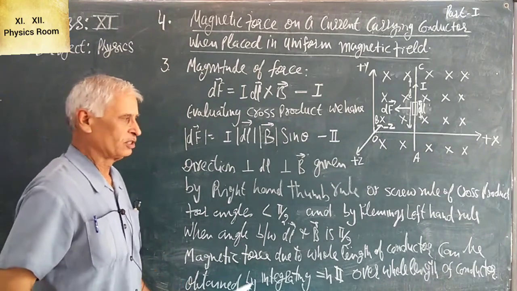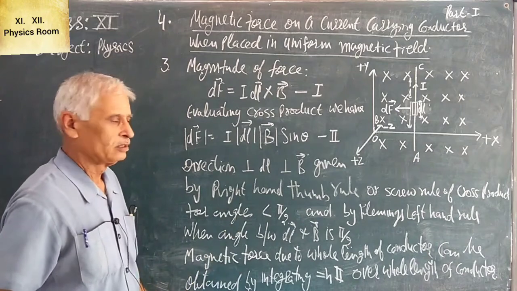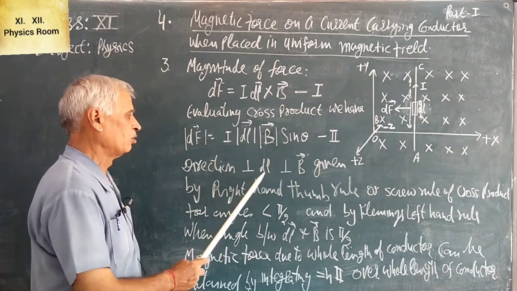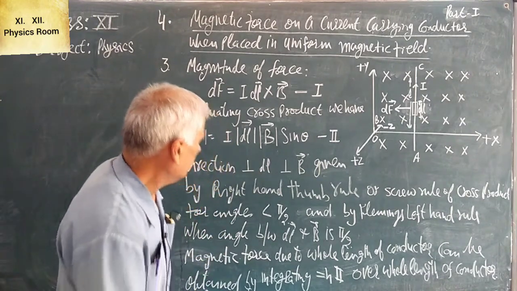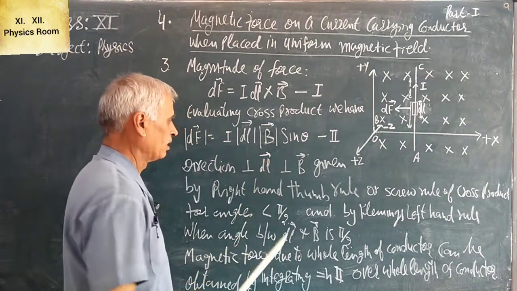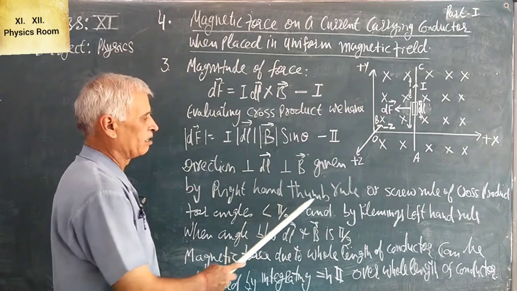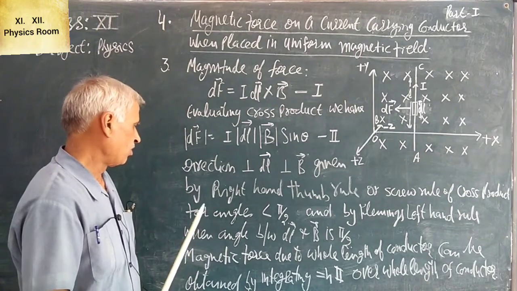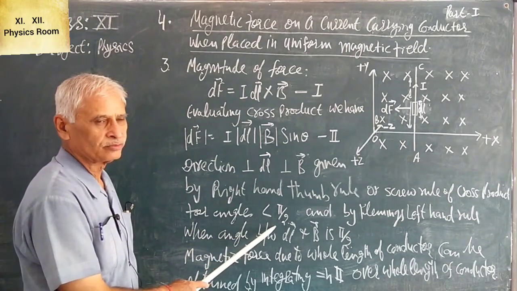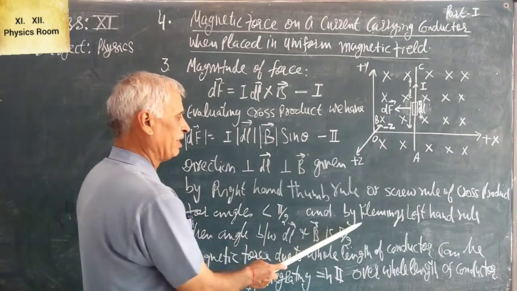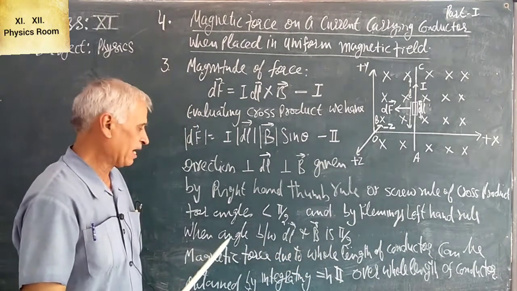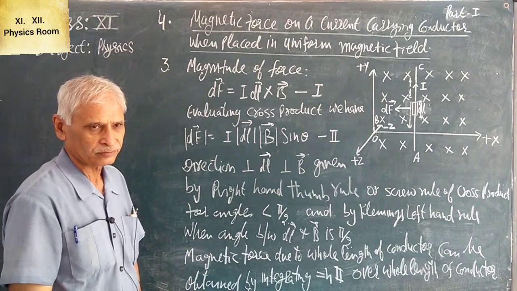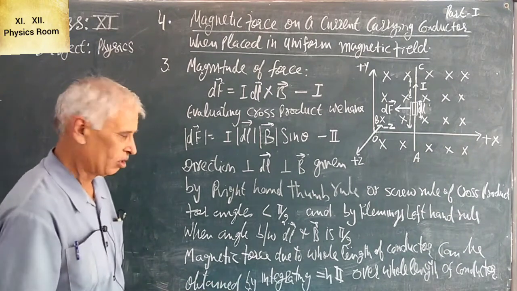Now direction. Since force is a vector quantity, its direction is perpendicular to dl and perpendicular to B, given by the right hand thumb rule or screw rule of cross product for angles less than pi by 2, and by Fleming's left hand rule when the angle between dl and B is pi by 2. We will see later on how we find the direction.